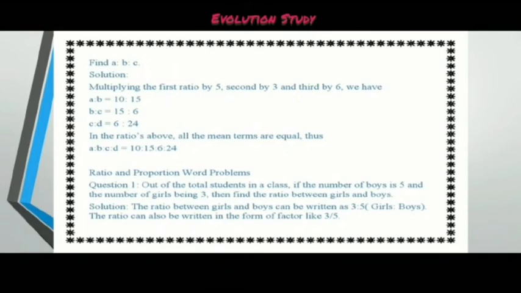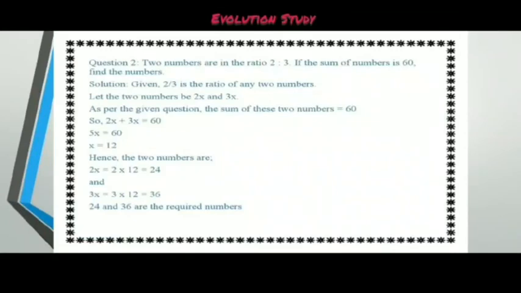Now there's another word problem. It says, out of the total students in a class, if the number of boys is 5 and the number of girls is 3, then find the ratio between the girls and the boys. Here the solution will be, the ratio between the girls and the boys can be written as 3:5, that is girls is to boys, and the ratio can also be written in the form of a fraction like 3 divided by 5. So we have found the answer.